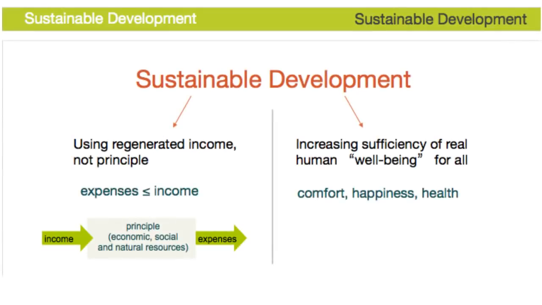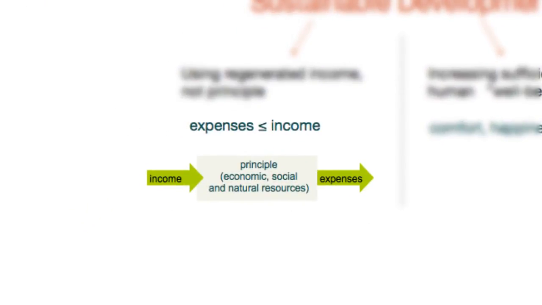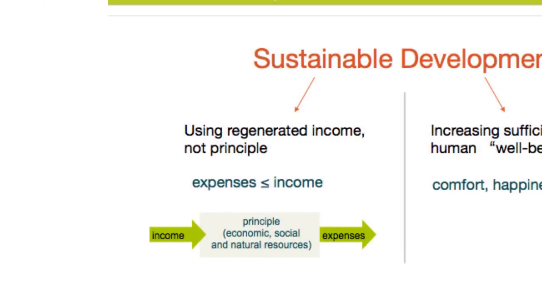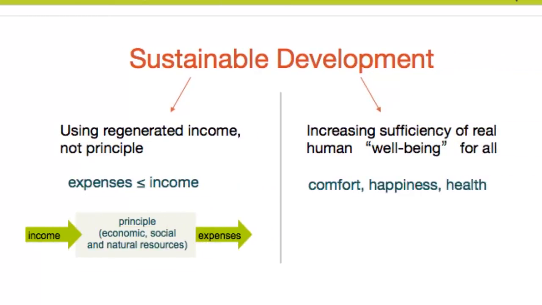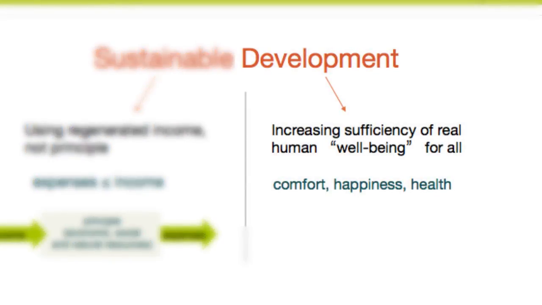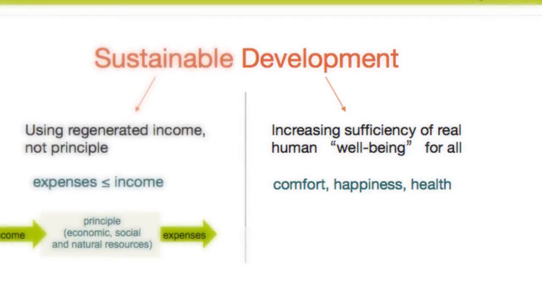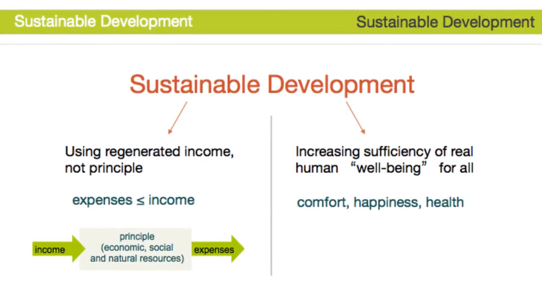Let's look at another metaphor for sustainable development. The idea depicted here is that of stocks and flows. The term sustainable means that the flow of expenses is less than the flow of income. In this scenario, the stock of resources is not depleted. The term development implies an increase in sufficiency of real human well-being for all. As you can imagine, this term well-being, which refers to comfort, happiness, and health, can mean different things to different people. This is one of the inherent challenges with sustainable development.